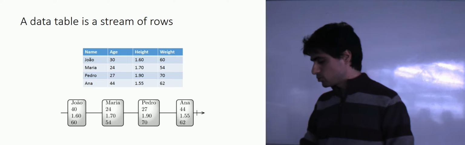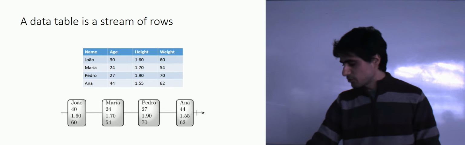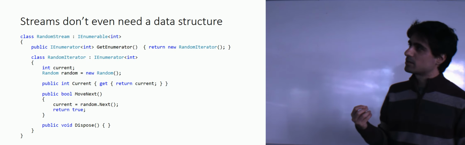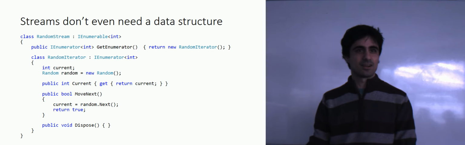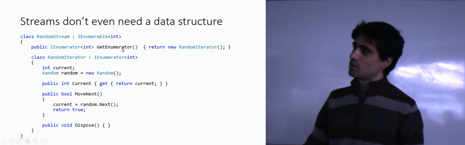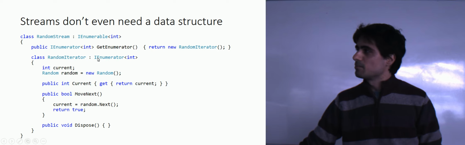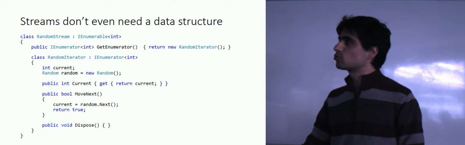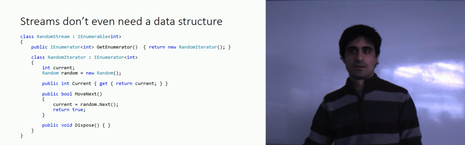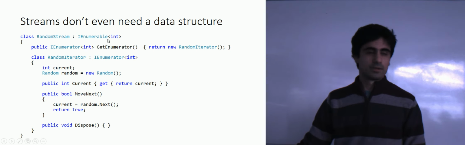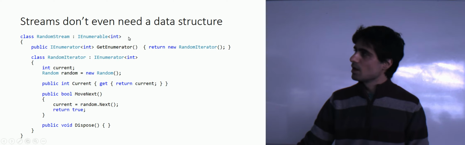Now, the thing that is interesting is once you have this abstract interface, there's one more thing that you can do that is very powerful, which is you can actually have streams that don't even have a data structure as a backing. And why is this? Because really the only thing that matters is that I implement those functions, the get enumerator and my iterator. Okay? So what I have here as an example is, let's say I wanted to create a stream of random numbers. Okay? So my random stream implements the enumerable, in this case, enumerable of integers. And it only implements this get enumerator. And this is the implementation.